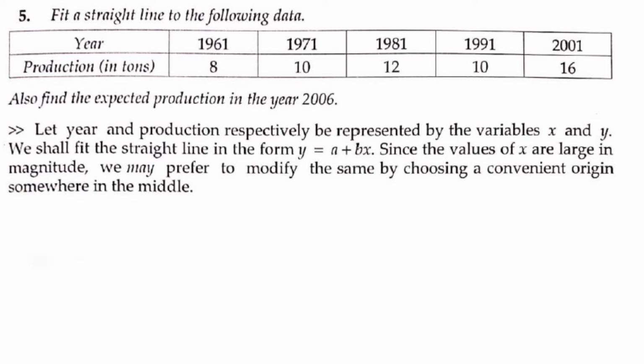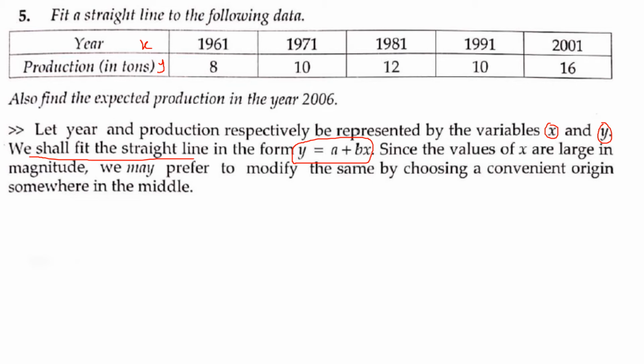Let year and production respectively be represented by the variables small x and small y. That means year we are representing as small x and production as small y. We shall fit the straight line in the form y is equal to a plus bx.